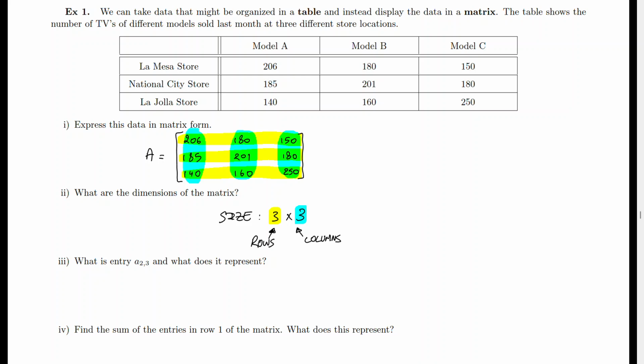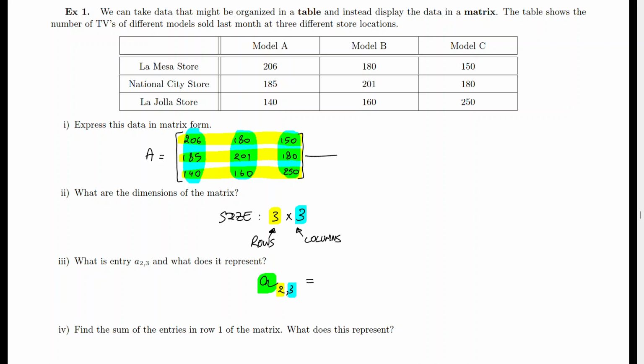Okay, so for part 3, it's asking for the entry A23 and what it represents. When they say A with the subindex 2, 3, they are asking me to find a specific number in this matrix. The first number tells me what row I should look into, and the second number tells me which column I should look into. So they want me to find the value that is in the second row and at the same time in the third column. So what value is in the second row and third column?